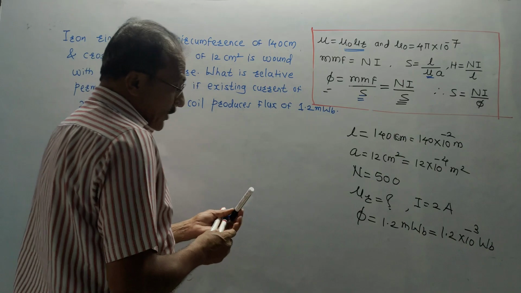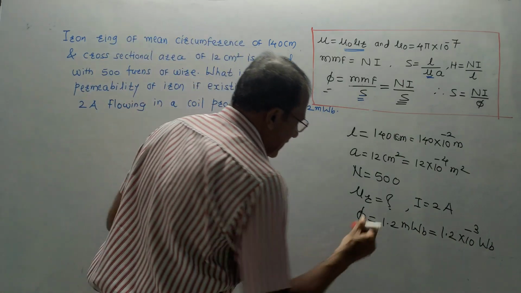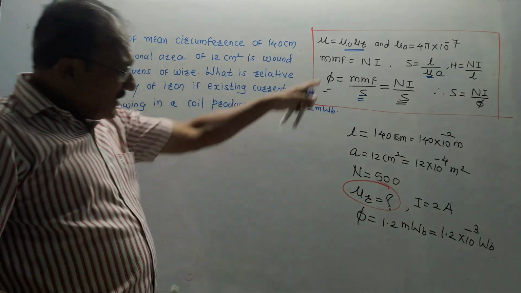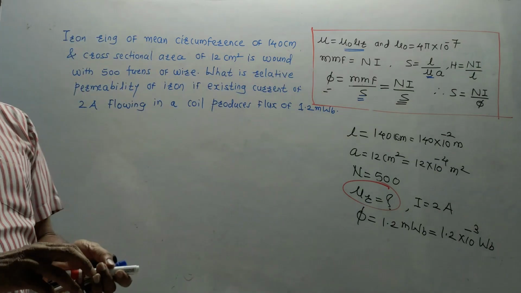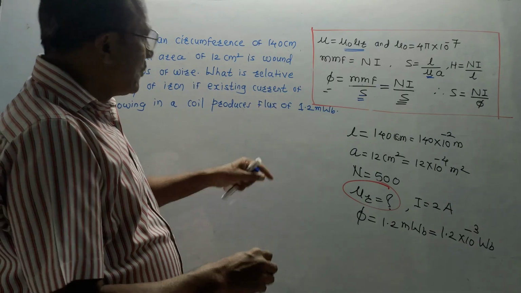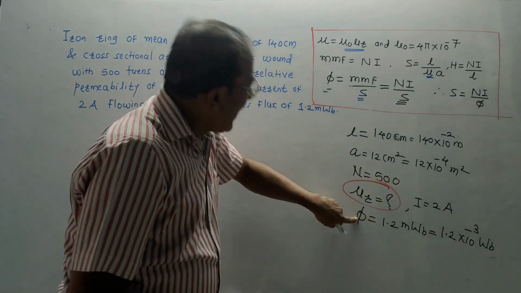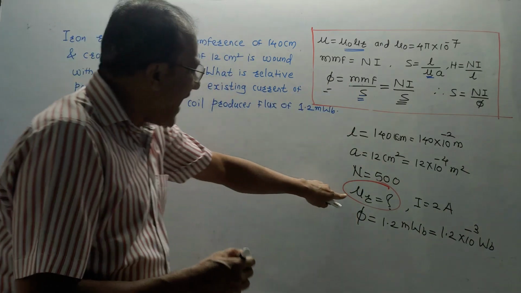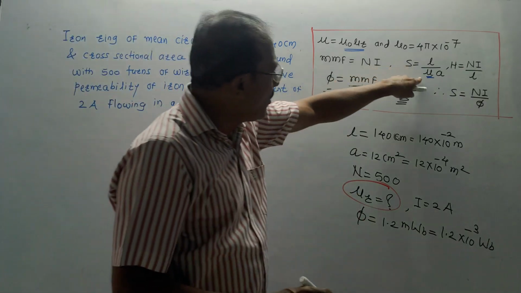Now, how to do the calculation of this term, that is mu r? In this question, it is asked to calculate the value of mu r. Refer the given quantities. Very important part while solving any numerical is proper choice of the formula. So A, L, N, I and phi, these values are given and it is asked to calculate value of mu r. So I need to refer the formula which contains the term mu.